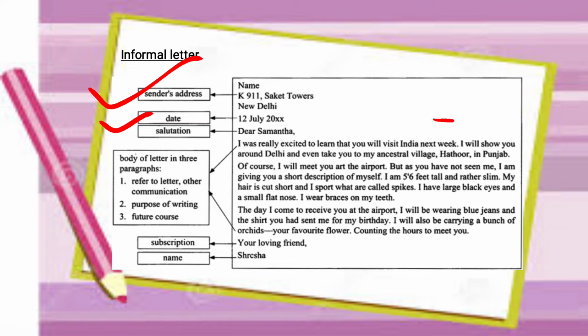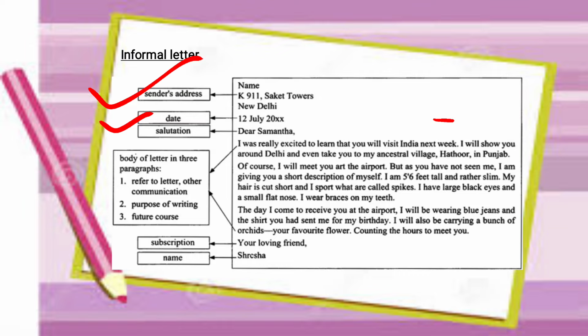Right, now he is describing how you can recognize him. All right. The day I come to receive you at the airport, I'll be wearing blue jeans. Now he is being very specific here, that he will wear blue jeans and the shirt you had sent me for my birthday. I'll also be carrying a bunch of orchids, your favorite flower. Counting the hours to meet you.